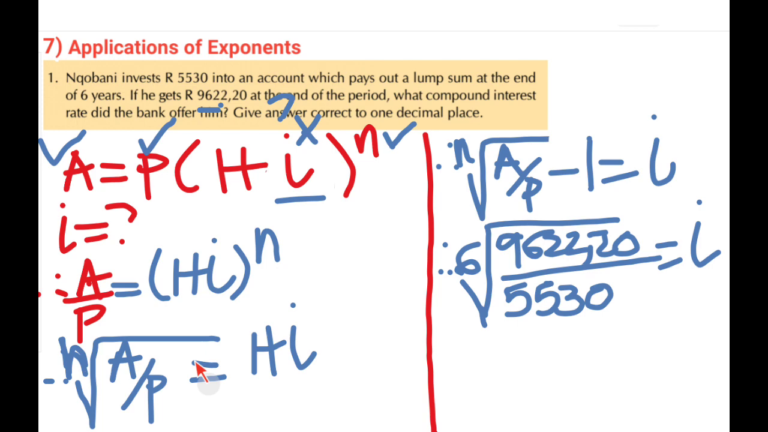Now let's calculate I. Take out a calculator and you go 6, second function y to the power of x, that is, and then 9,622.20 divided by 5530 equals, and then minus 1.